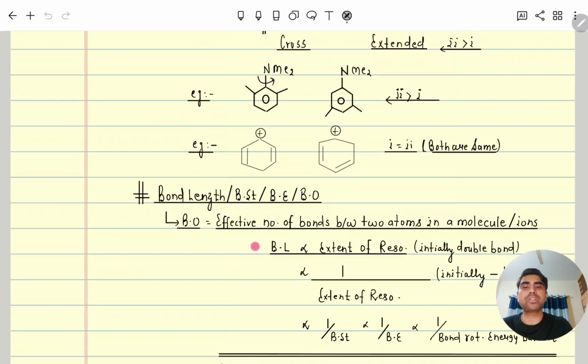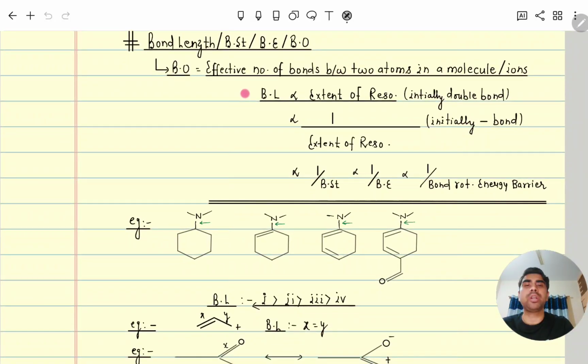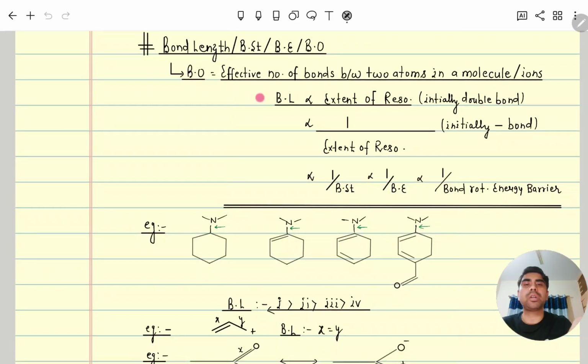At last we will discuss bond length, bond strength, bond energy and bond order. So bond length we know, bond strength also we know, bond energy also we know. While breaking the bond, for 1 mole, whatever energy we are giving, that is called its bond energy, or whatever energy is released for the formation of 1 mole of that entity or that bond, that is called bond energy. So either it can be endo or it can be exo also.